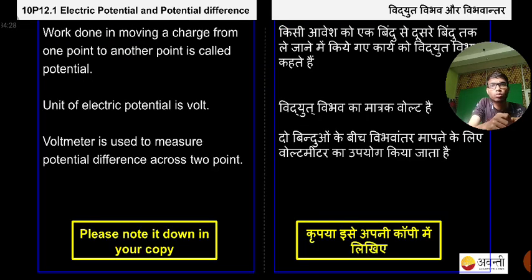Work done in moving a charge from one point to another point is called potential. The unit of electric potential is volt. A voltmeter is used to measure potential difference across 2 points.